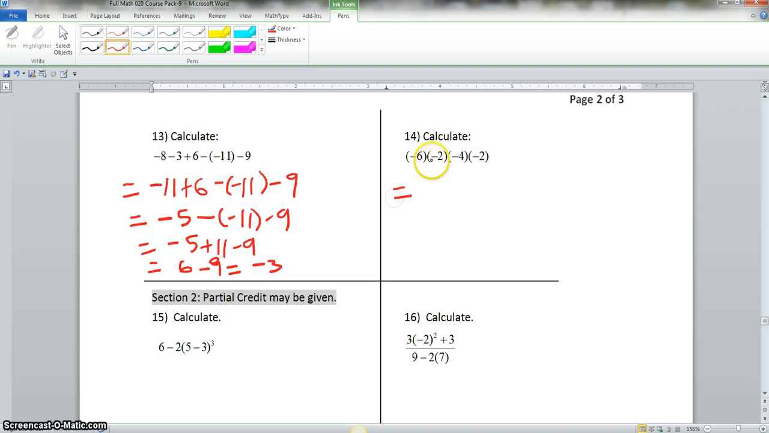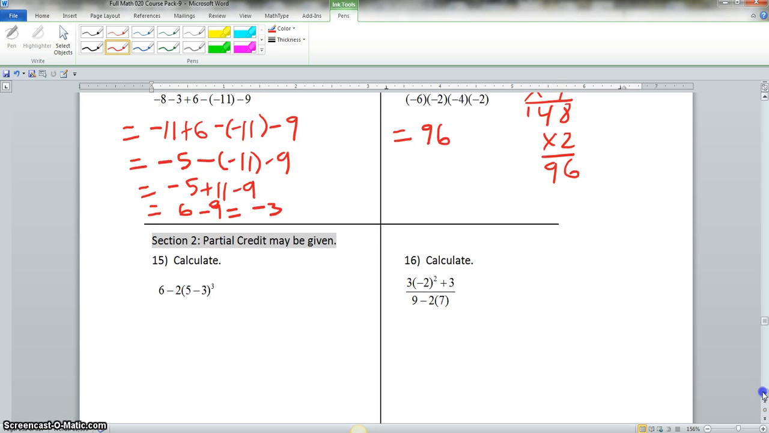So now we multiply. 6 times 2 is 12. 12 times 4 is 48. And 48 times 2 is a positive 96. Now, if you want to see that, we know 6 and 2 is 12. We could do 12 times 4. 4 times 2 is 8. And 4 times 1 is 4. And then we have to multiply by that last 2. 2 times 8 is 16. Carry a 1. 2 times 4 is 8 plus 1 is 9. So it's 96, as I have indicated here.